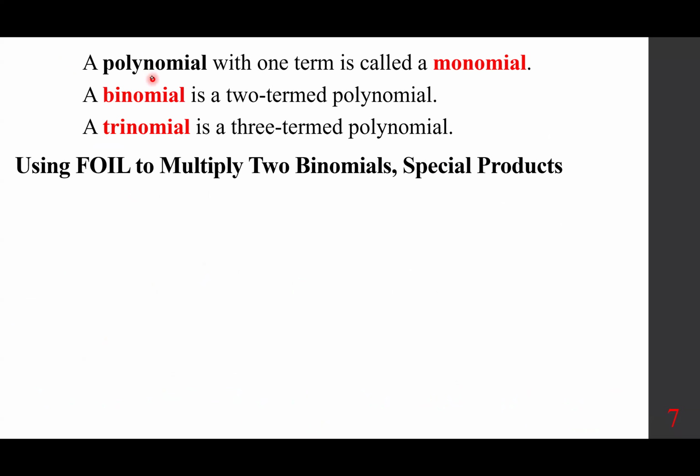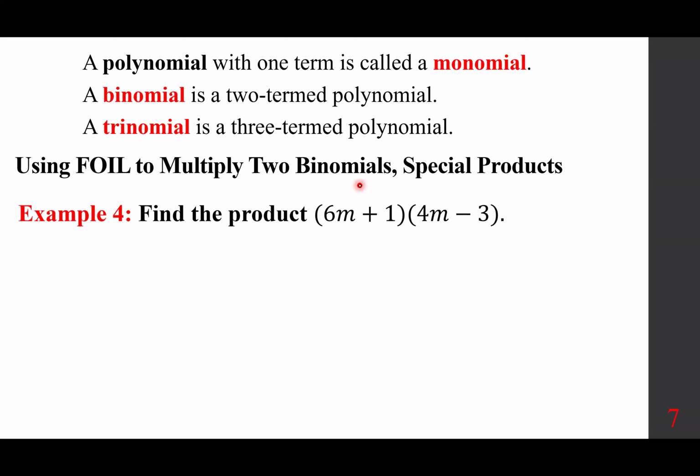A polynomial with one term is called a monomial. A binomial is a two-termed polynomial. A trinomial is a three-term polynomial. Using foiling, F-O-I-L, to multiply two binomials, let's look at special products. So here's an example. Find the product here.